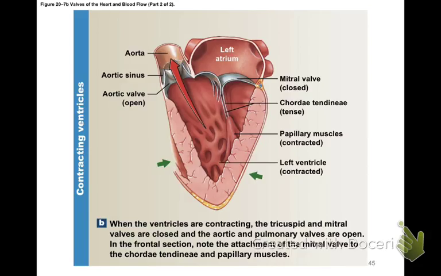All right, so here you see that in the frontal view, and you can see that now that the ventricle is contracting, it pushes up on the blood. As blood pushes up against the mitral valve, it pushes it closed, but at the same moment, it's pushing the aortic valve open.